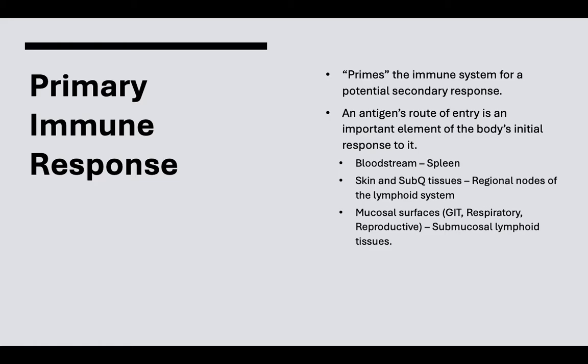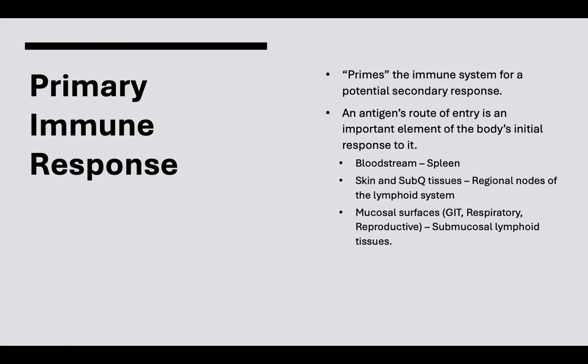Secondary lymphoid tissues. If mucosal naman, either the gastrointestinal tract, the intestines, or the respiratory tract, in our mucous membranes lining our respiratory pathway, we expect that the initial immune response will take place just within the locality. Submucosal lymphoid tissues are involved for the initial immune response.